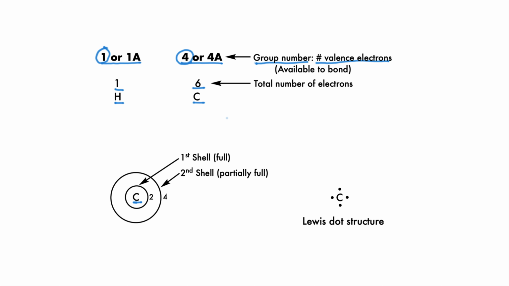The first representation of the electronic configuration of carbon shows all of the electrons. Carbon has 2 electrons in the first shell and 4 electrons in the second shell. The second shell can hold 8 electrons, but it is only partially full. The second representation is the Lewis dot structure. It shows only the valence electrons. In carbons, these electrons are all unpaired. Unpaired electrons are used to make bonds.